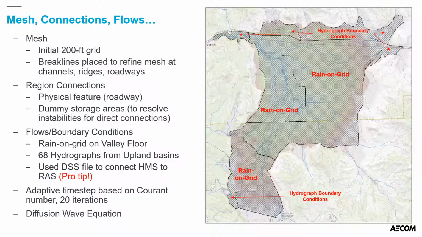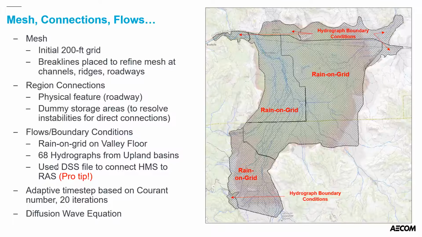We also, like I said, did rain-on-grid on the valley floor. 68 hydrographs from those upland basins, because remember I said we had about 20 hydrographs that routed to each other before they met the edge of the valley.